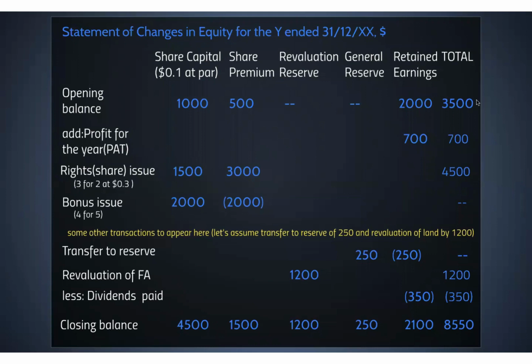And we can see that from the beginning of the year, it increased by more than $5,000, and the company became richer, the wealth of the company, the wealth of the shareholders increased. That is the statement of changes in equity showing the change in different reserves during the financial period.